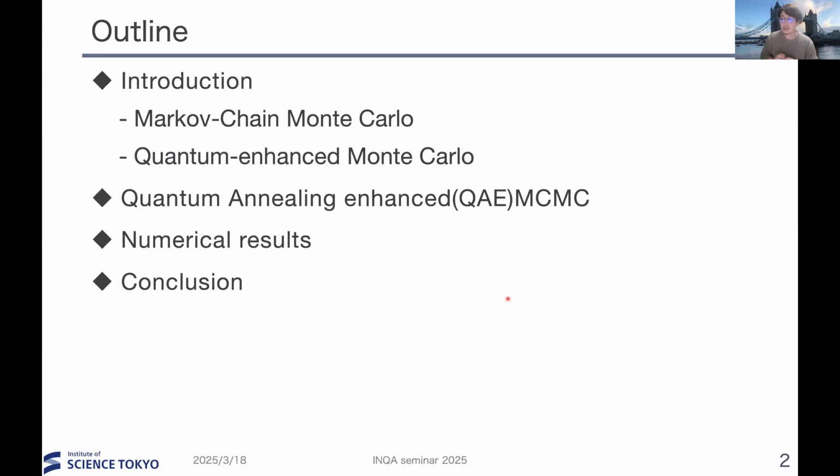So this is the outline of today. First of all, I will introduce some background of this study about Markov-chain Monte Carlo and the quantum enhanced Monte Carlo. Next, move on to the proposal algorithm, which is named the quantum annealing-enhanced Monte Carlo method. And next, move on to the numerical result. Finally, we conclude our study.